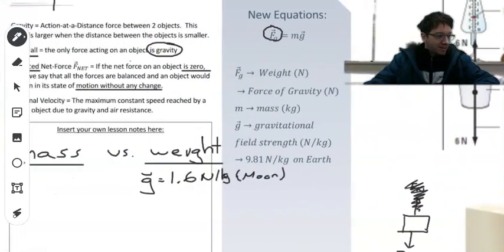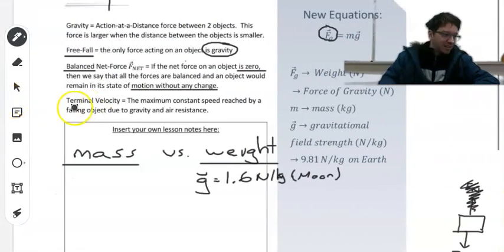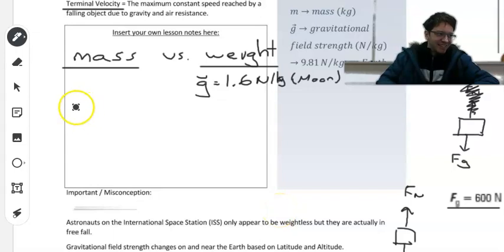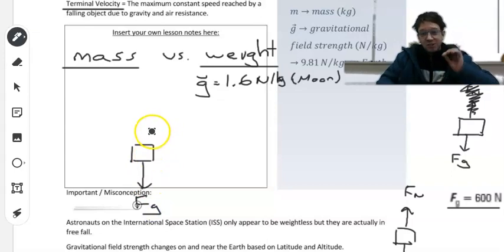Next thing, terminal velocity. So let's say you're going skydiving. You jump out of a plane. What happens is this isn't free fall because there's air resistance acting on you. So initially when you jump out of a plane, you have the force of gravity acting down. And because you're not going very fast yet, you have a very small amount of air resistance. I'm going to write that as FD for drag.